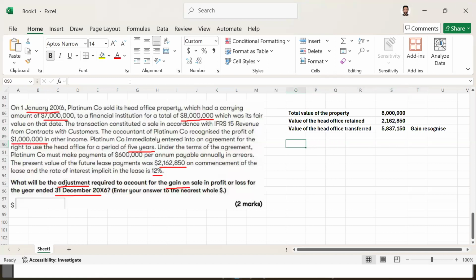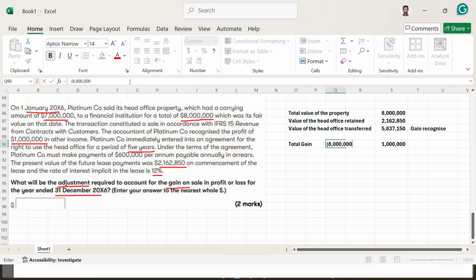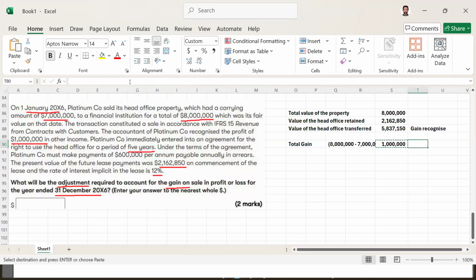So what is the total gain? The total gain is 1 billion. We write the total gain as 1 billion, which is we have the item, this head office was worth 8 million. We sold it for 8 million. However, the carrying amount was 7 billion. So this is the overall gain. So let's put it here. This is the gain that is there.